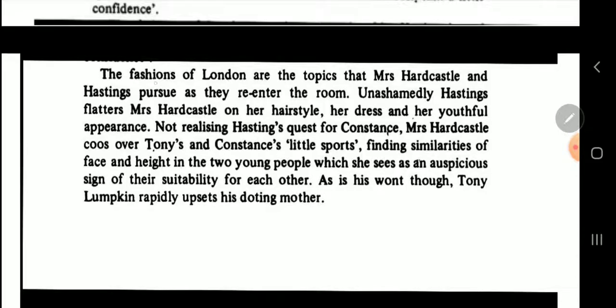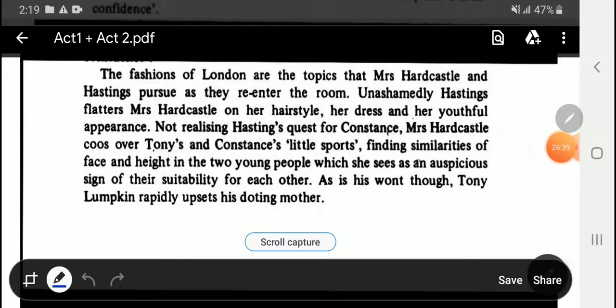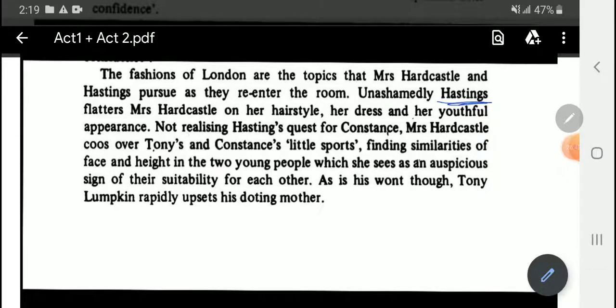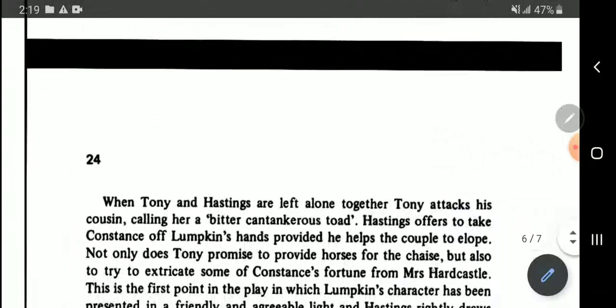So we have the fashions of London as the topics that Mrs. Hardcastle and Hastings pursue as they re-enter the room. Mrs. Hardcastle is very fond of fashionable things, and she keeps saying that to Mr. Hardcastle. And we have here that Hastings flatters Mrs. Hardcastle on her hairstyle, her dress, and her youthful appearance.